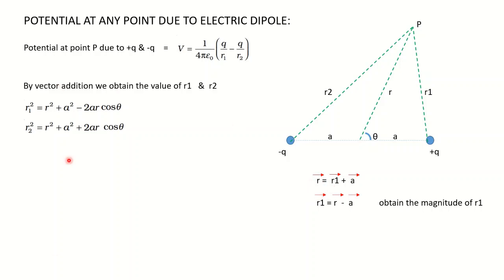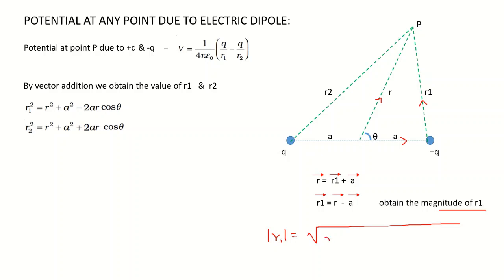In the vector addition formula, we obtain the vector sum of A vector and R1 vector, and thus the resultant will be R vector. Hence we obtain R equals R1 plus A, and so R1 vector equals R minus A. Now from here we require the magnitude of R1. How do we do so? Just see, the magnitude of R1 vector will be in this form.